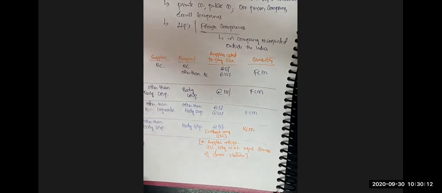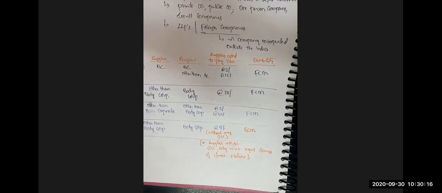That means I'll tell you with the help of an example. Sir, I am a supplier of renting of motor vehicles. I have 100 cabs with me. I'm an individual person, other than a body corporate. I'm engaged in the business of renting of motor vehicles.